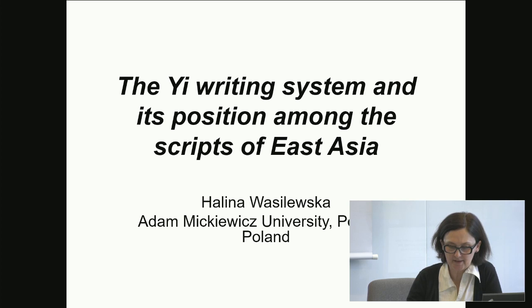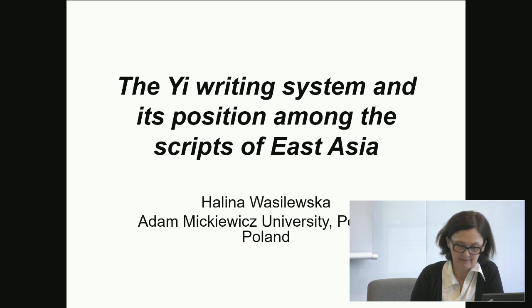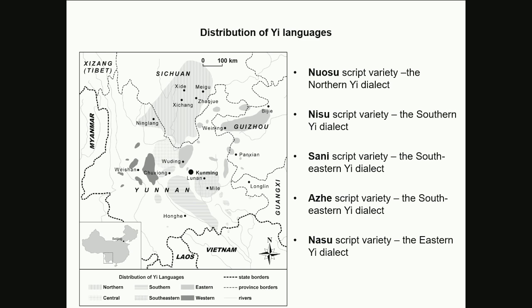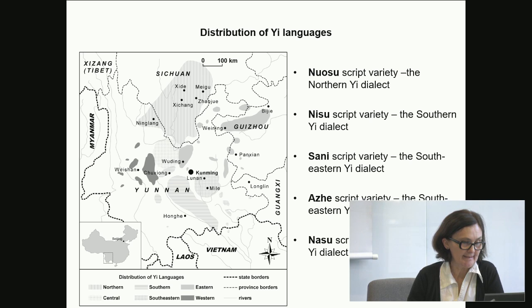In accordance with the classification, which takes the formal features of the Yi writing as the basis, it can be subdivided into five main varieties corresponding to the varieties of the Yi language. They include a script variety used by speakers of the Northern Yi dialect or Nosu, the Nisu script variety used by the Southern Yi dialect users, the Sani script variety used by the Southeastern Yi dialect users, and also another script variety used by the Southeastern Yi dialect users. And the fifth Yi script variety is the Nasu script used by the users of the Eastern dialects.